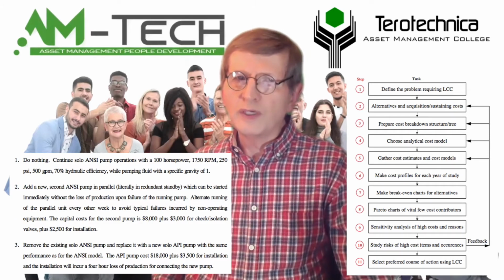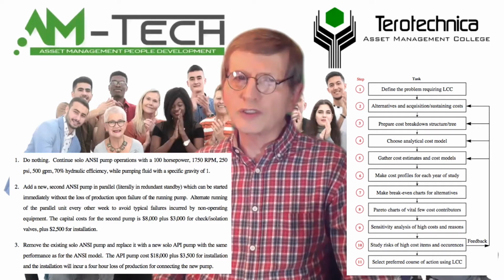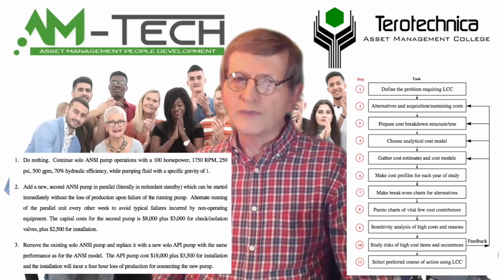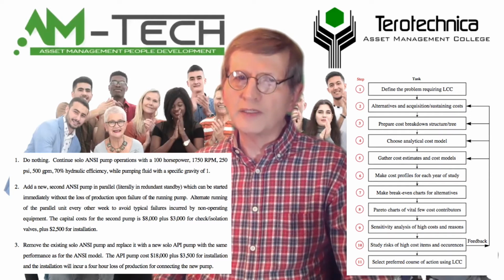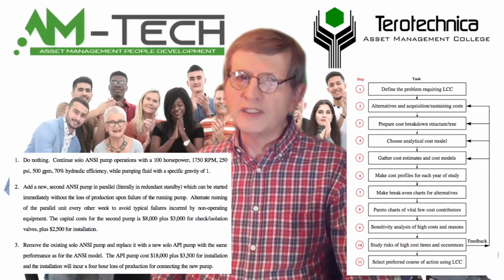Step 2. Alternatives and acquisitions or sustaining costs. There are 3 alternatives. First, do nothing. Continue solo ANSI pump operations with 100 horsepower, 750 RPM, 250 PSI, 500 gallons per minute, 70% hydraulic efficiency, while pumping fluid with a specific gravity of 1.